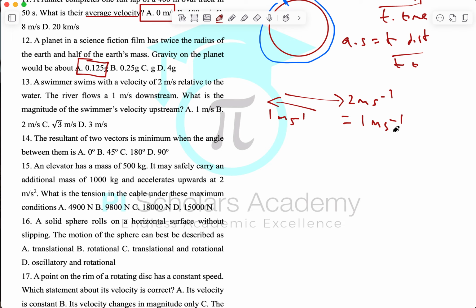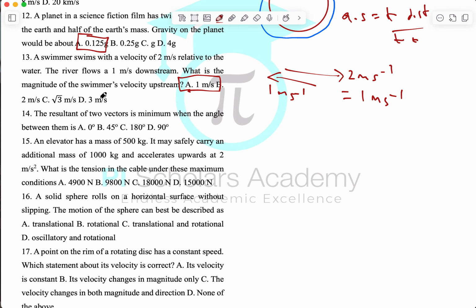So the magnitude is what we need there, and that will be 1 meter per second. Okay, to the next one, we have the resultant of two vectors is minimum when the angle between them is.